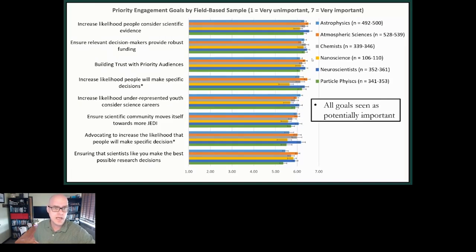Building trust was really high. And really those top three are pretty much dead heats, right? And they're all, again, really high.